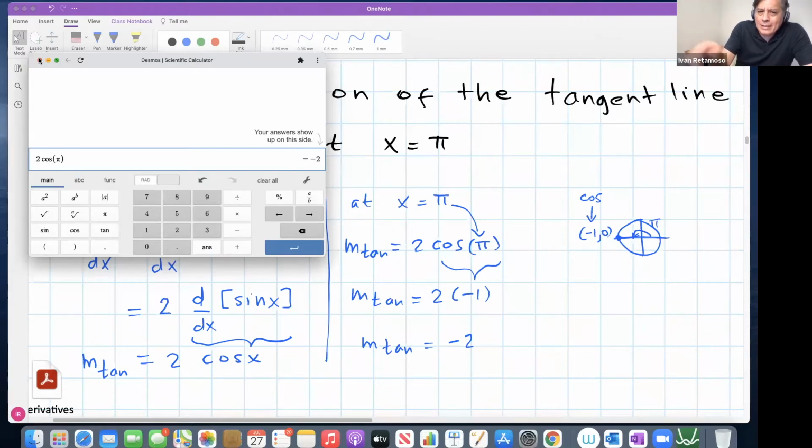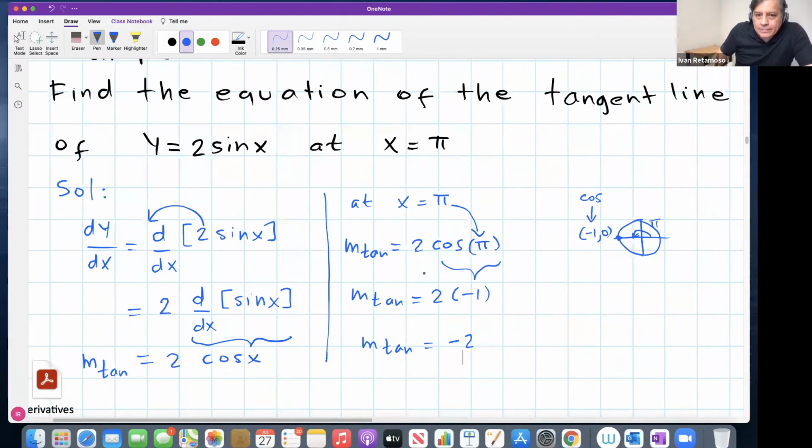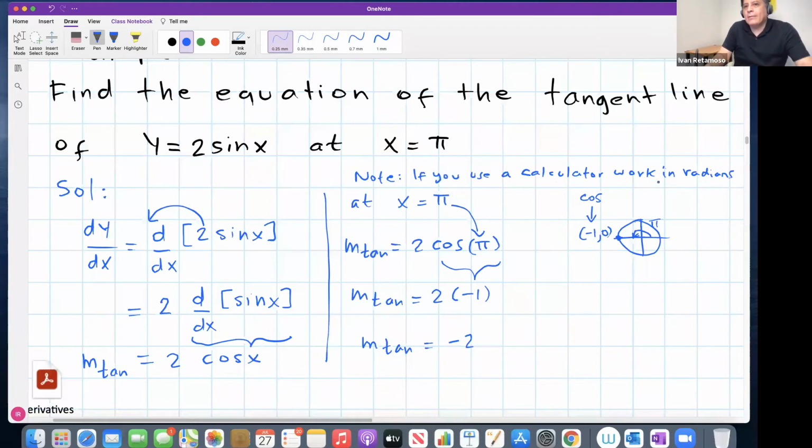Maybe we should write this as a note. Note: if you use a calculator, work in radians. In other words, set the calculator to work in radians. Be careful there when you take the exam, especially.